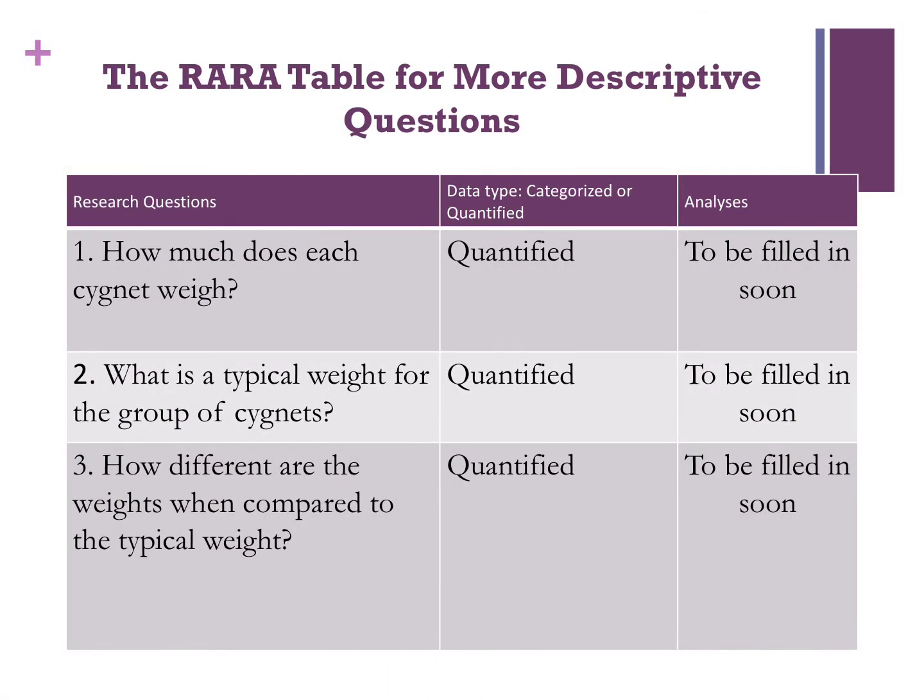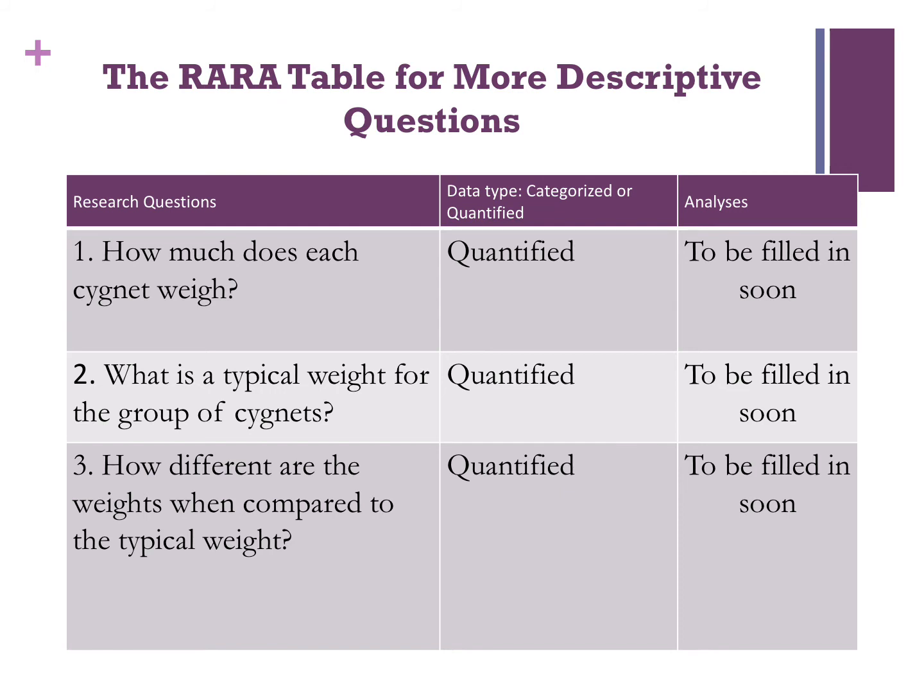This is the companion table for the one on the prior slide. This one has descriptive questions pertaining to the other kind of variable, the quantified variable. So here we see the research questions are: number 1, how much does each signet weigh? What is the data type? It is a quantified variable, and again our analyses will be filled in after we complete the next lesson.